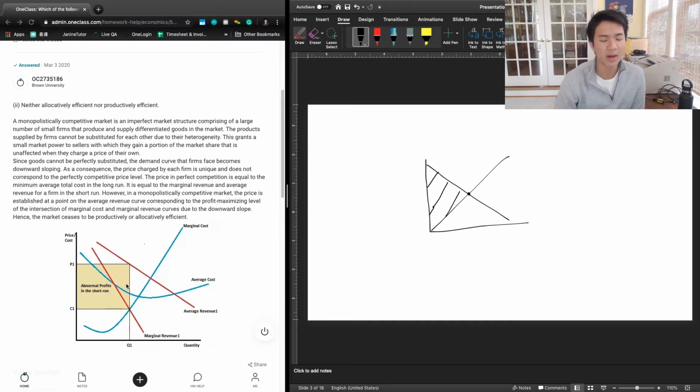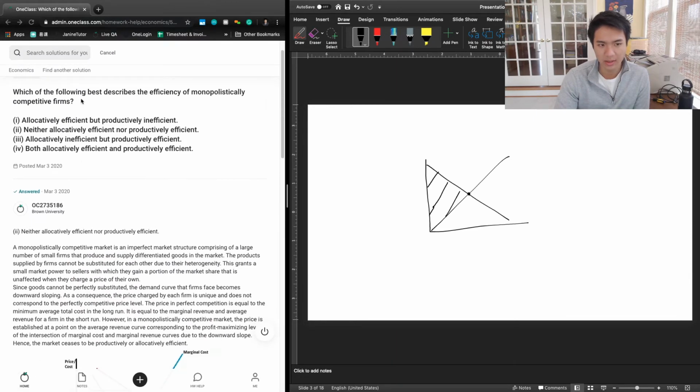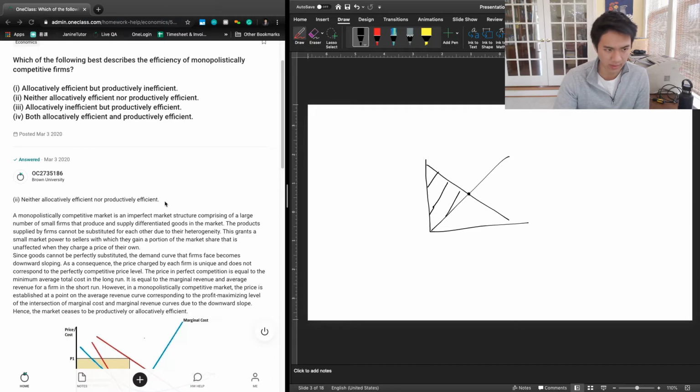If you're producing at a point that is not at the minimum of the average cost, then you're also not producing at a productively efficient point, because the cost of production is not minimized to the maximum extent, right? So our final answer is that the effect of monopolistic competition is that firms are neither allocatively nor productively efficient. That's going to be the answer choice that we choose.